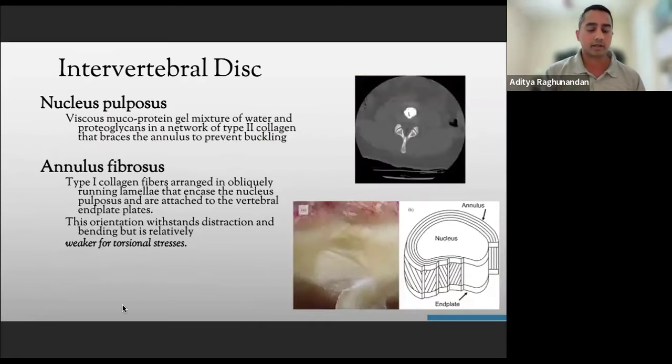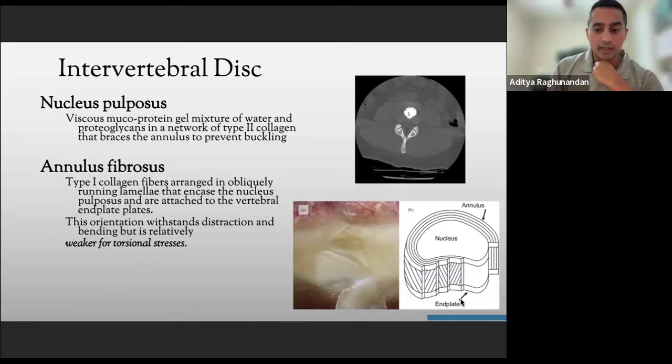The intervertebral disc has primarily two components, like I said earlier. So the nucleus pulposus is primarily water and type 2 collagen. And then the annulus fibrosus, this is a pretty neat structure also when you look at it under a cadaver dissection, but it's essentially these lamellae, which are obliquely arranged in 30-degree cross sections that encase the nucleus almost like a bird's weave-like basket. And they attach on the superior and inferior aspect of the end plates.